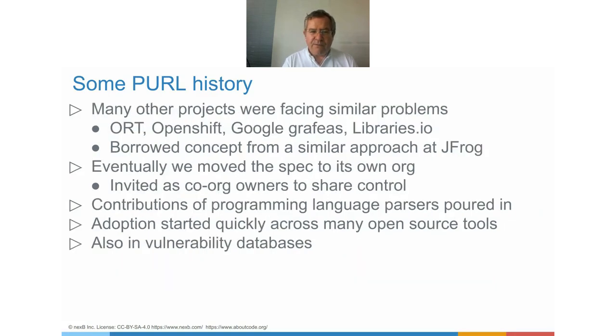So there were many other projects facing a similar problem at the same time. Or the Open Source Review Toolkit, folks at OpenShift, a project called Fabric8. There was a project at Google called Grafeas, and another one called libraries.io. All were facing similar issues. They were dealing with many open source packages and needed a way to basically identify them.